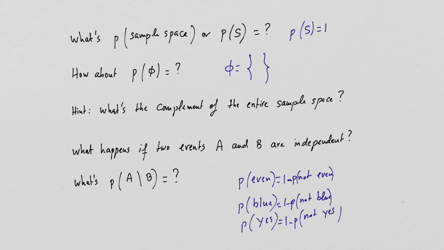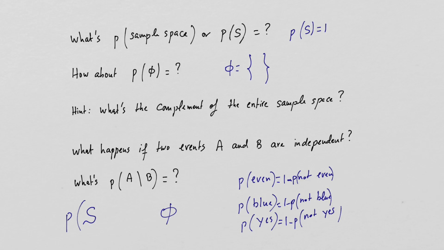So the complement of the sample space is the empty set. That's the leftover, right? The complement of S is the empty set, and the complement of the empty set is S. Well, if I already know the probability of S, why don't we take advantage of that and get the probability of the empty set? So how do you do it?